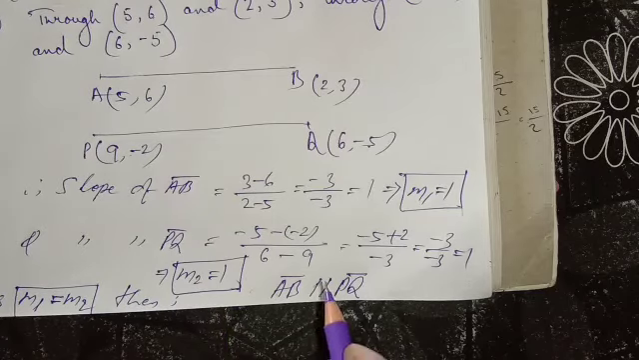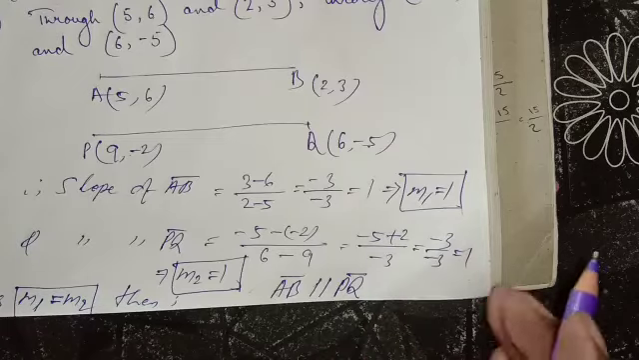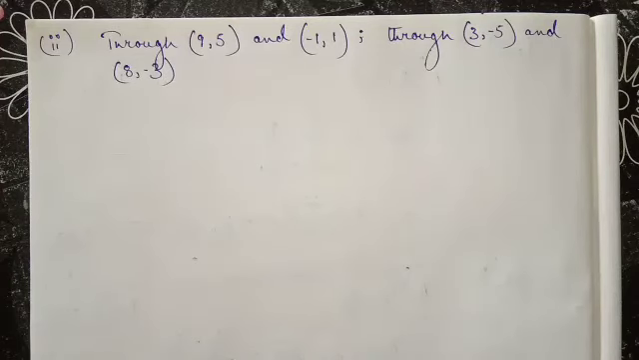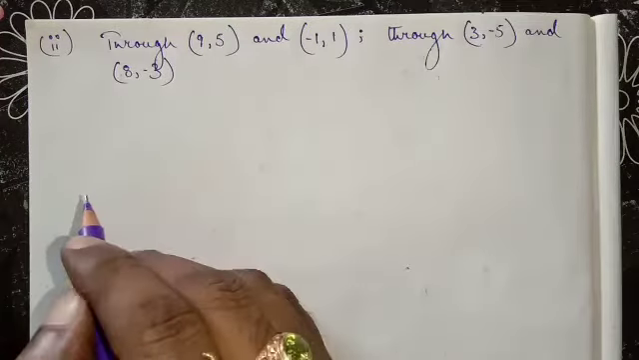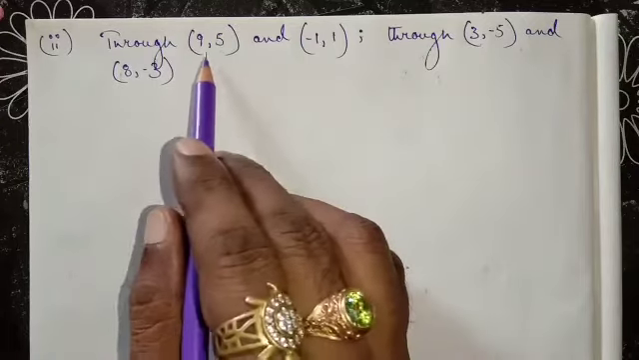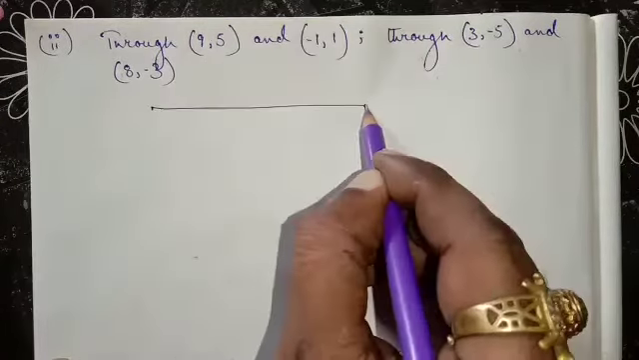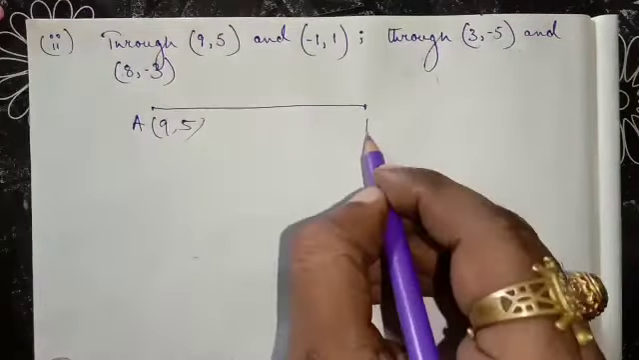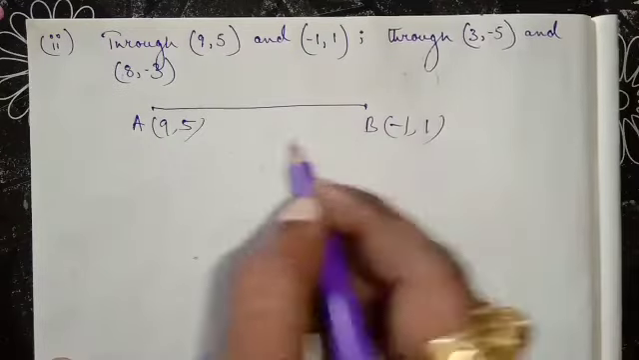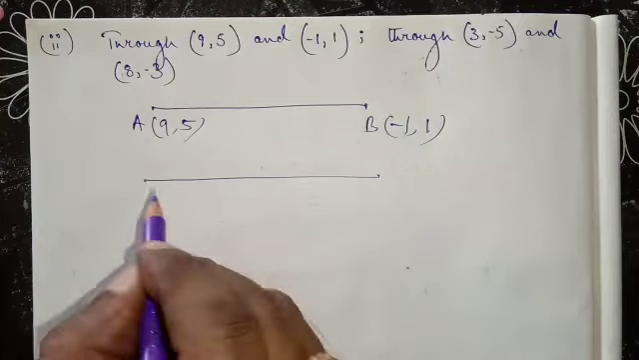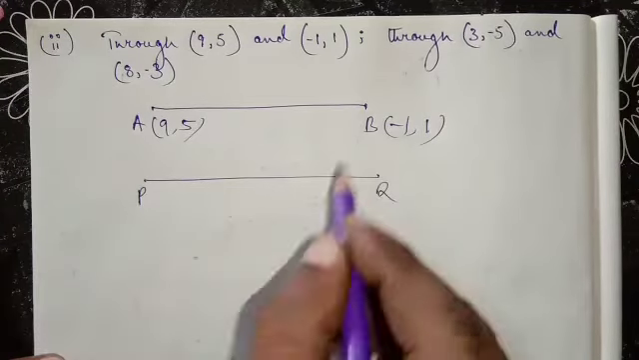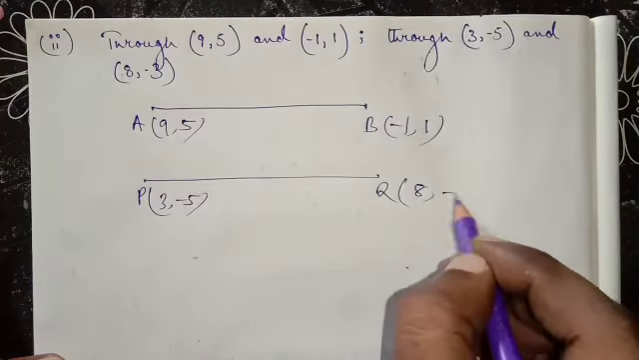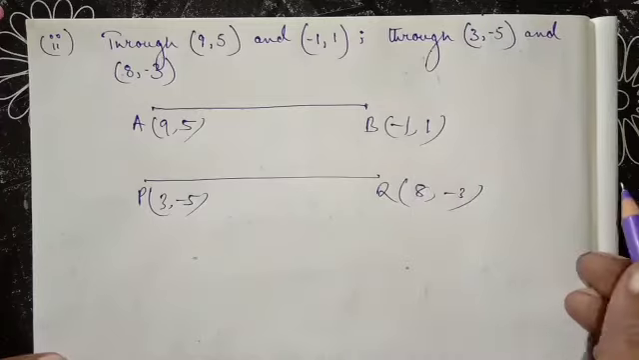Number 3, first part is solved. There are 4 parts. Let us see the next part. The question is given: you have to check whether the two lines are parallel or perpendicular. The first line AB contains the points A 9, 5 and B minus 1, 1. The second line, PQ, has coordinates P 3, minus 5 and Q 8, minus 3. You have to check whether the two lines are parallel or perpendicular.